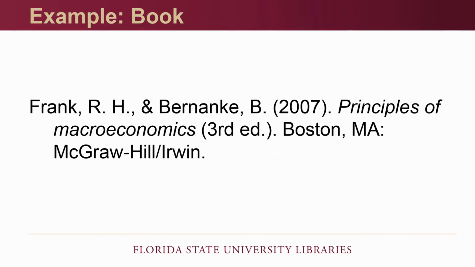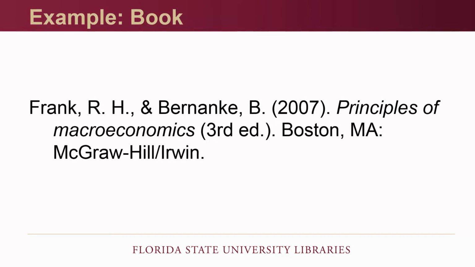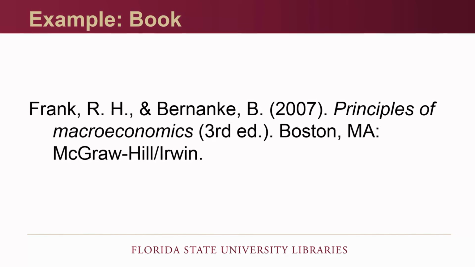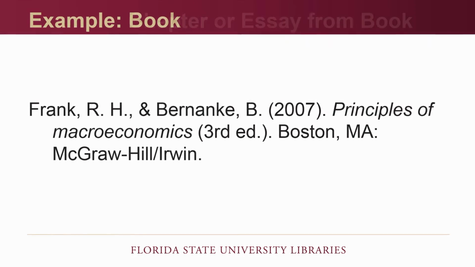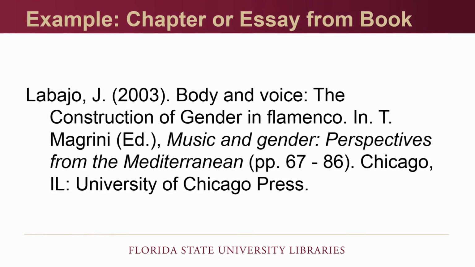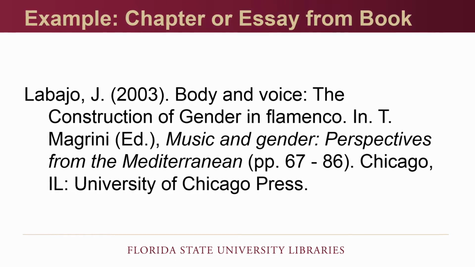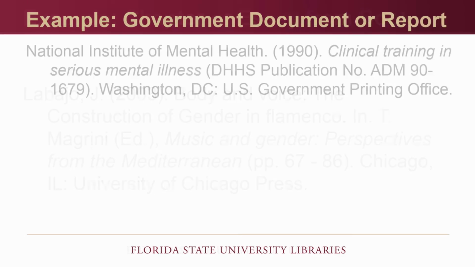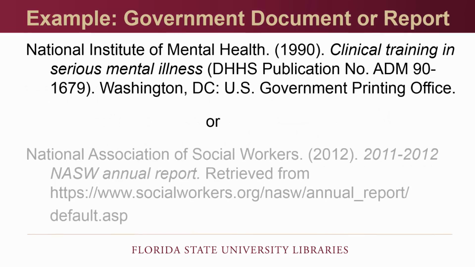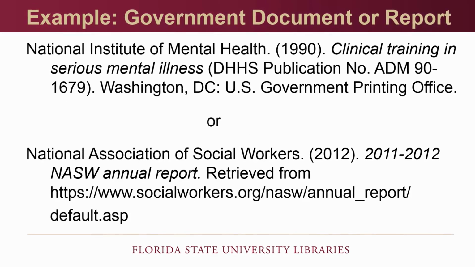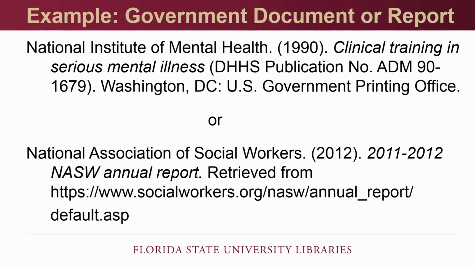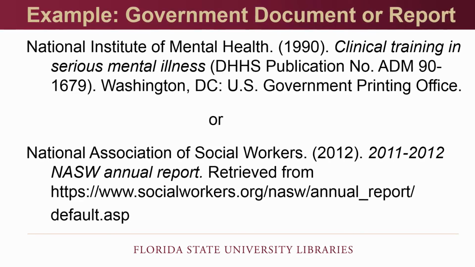This example of a reference for a book displays the author, year of publication, the title and edition, the place of publishing, and the name of the publisher. For citing a specific article, chapter, or essay from a work, be sure to include the page numbers from the edition you sourced. Government documents or reports should include a report number where available. Your reference can also contain a URL like this example citation for the National Association of Social Workers Annual Report.